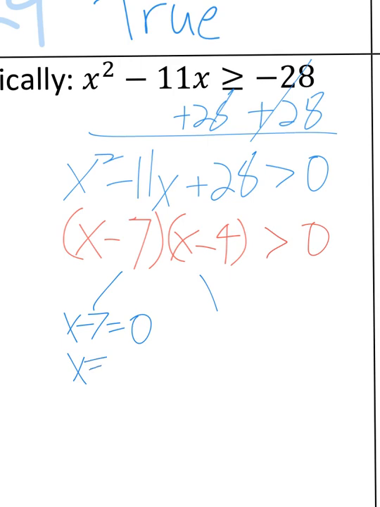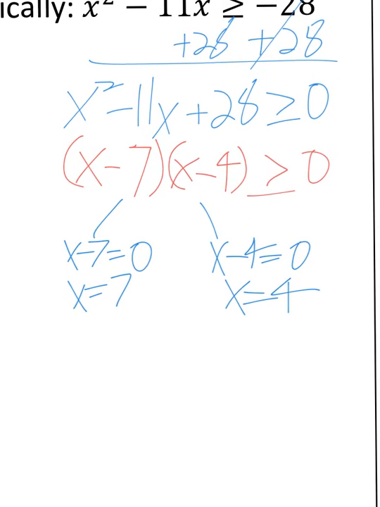So you'd get x equals 7, and then x minus 4 equals 0, you would get x equals 4. But these are your boundary points. They're not the final answer, because we had greater than or equal to. We had an inequality sign. So we need to determine if x is greater than or equal to 7 or less than or equal to 7, and same question for the 4.